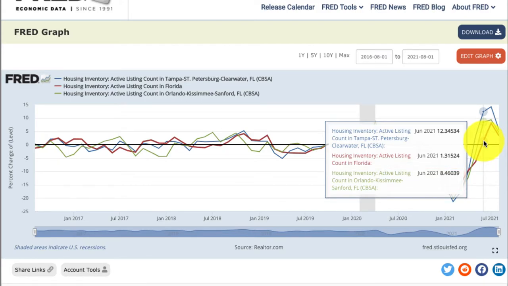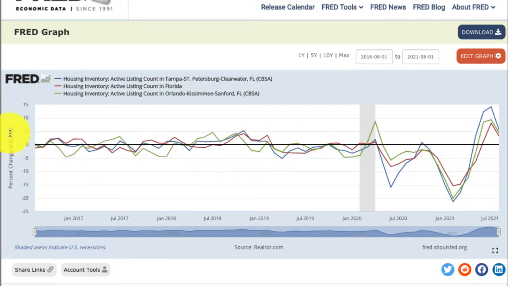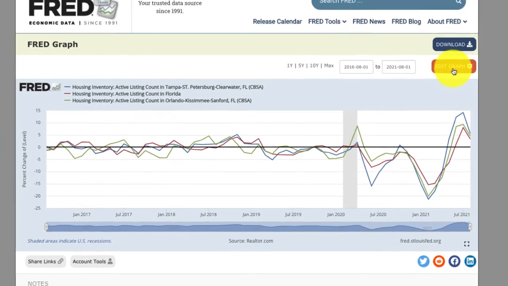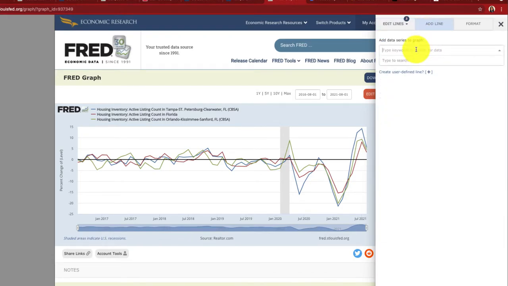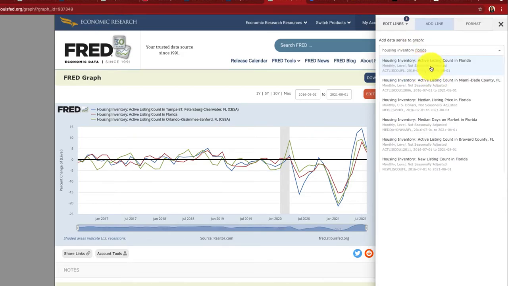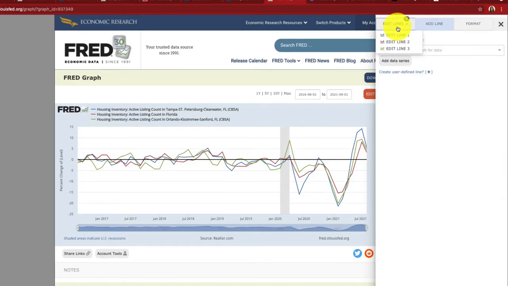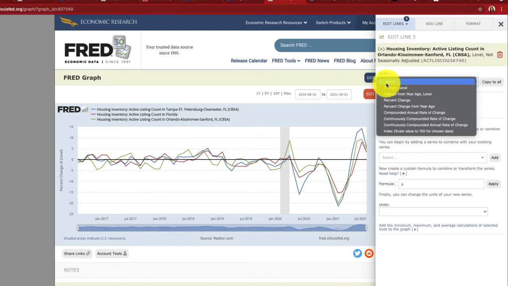And what we're looking at here in this stat is not housing inventory, just the number. We're looking at percentage change. How I created this graph is going to edit graph, adding those additional lines. So actually looking for housing inventory for Florida, clicking it, then coming back to edit lines. So if we go to line 3 and looking at it at the level. So I had originally set this to percentage change from the first line.